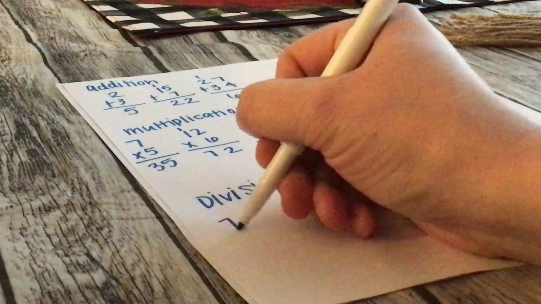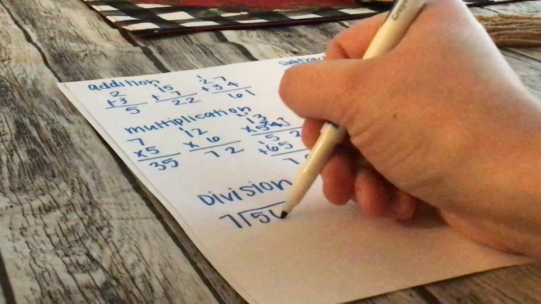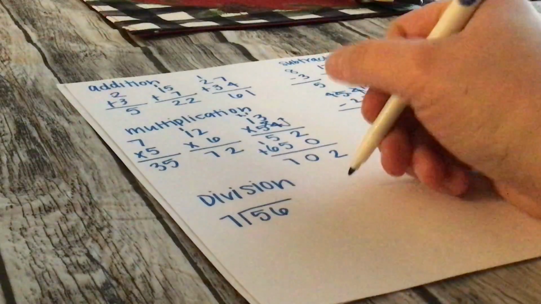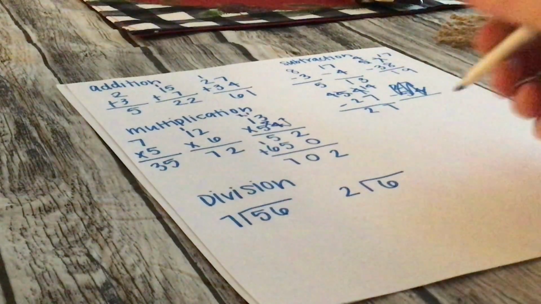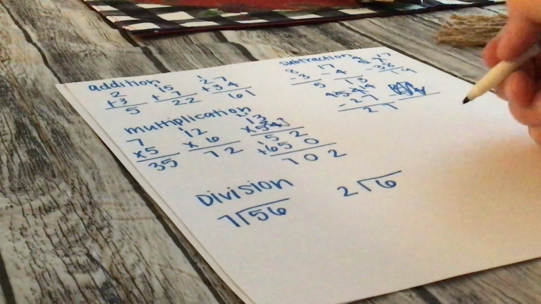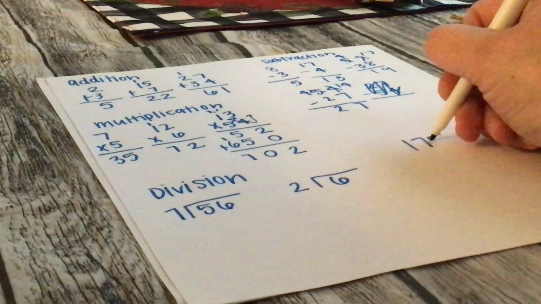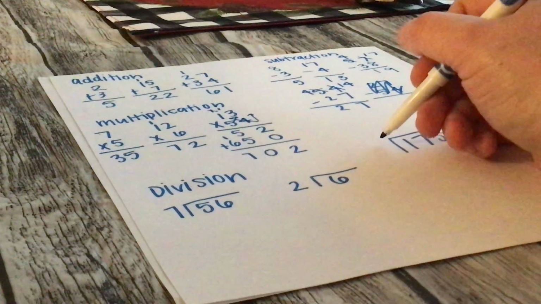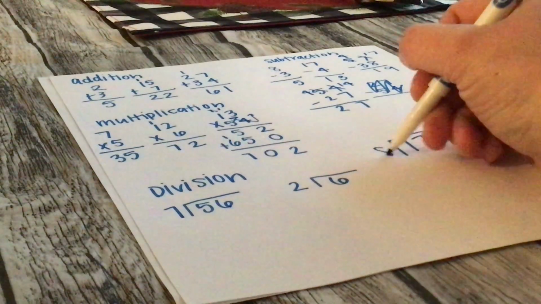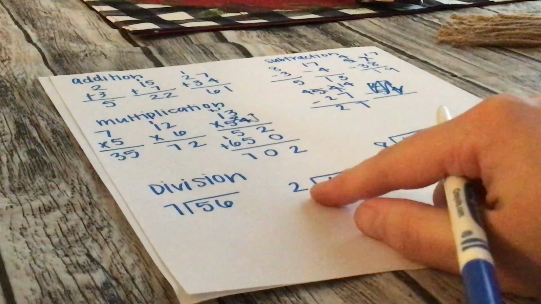We have 56 divided by 7. Let me do 6 divided by 2, and then I'll do one over here. Let's say 1,754 divided by, let's do 8. Who knows what that will come out to be, but we'll see. So if I look at this first one, I want to look at 6 divided by 2 first.